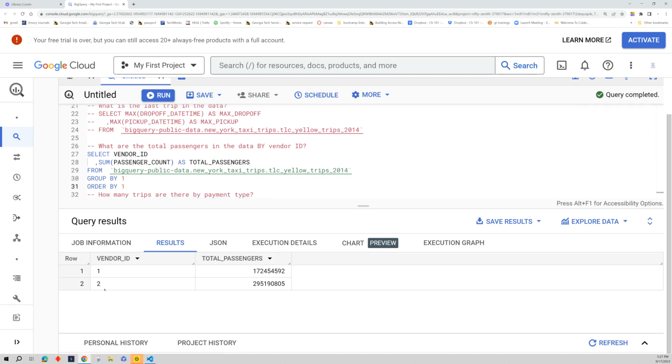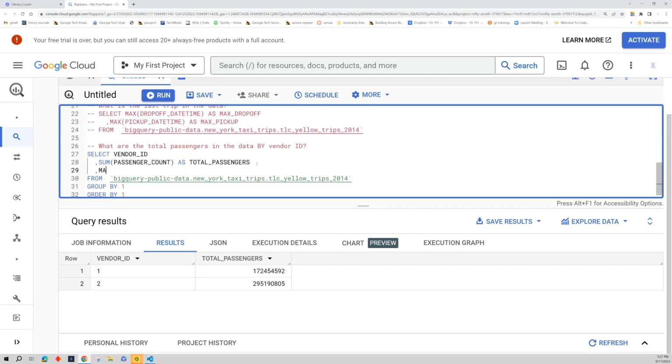So this is interesting too. We noticed between vendor ID 1 and vendor ID 2 that they really had a similar split in the data when we were looking at the total fare, the average fare, things like that. However, when we look at total passengers, it looks like vendor ID 2 has a lot more passengers than vendor ID 1. That to me indicates that maybe it's possible that vendor ID 2 just picks up a lot more families or larger parties than vendor ID 1. It could also be that vendor ID 2 might have some weird data in it. So let's also go ahead and put in the max passenger count because I'm curious.